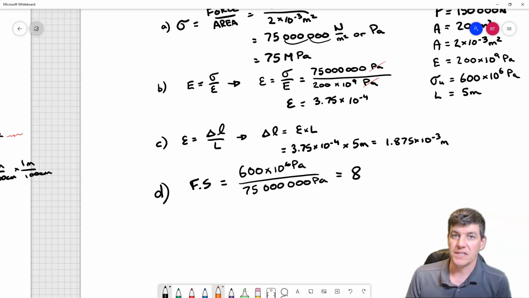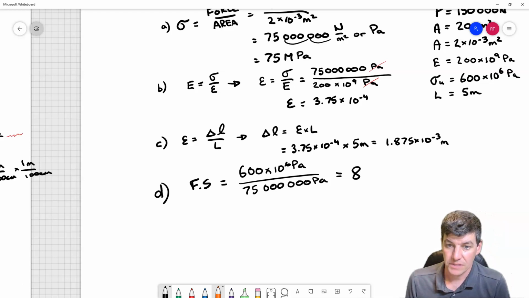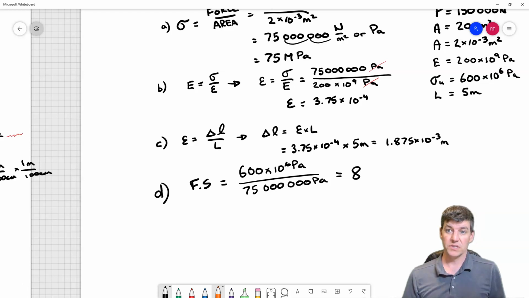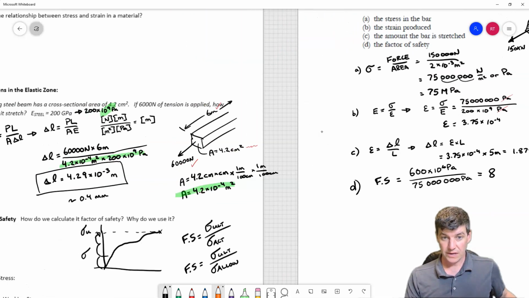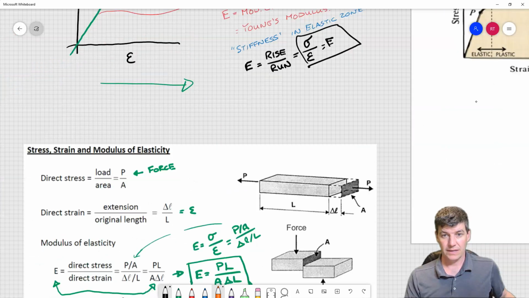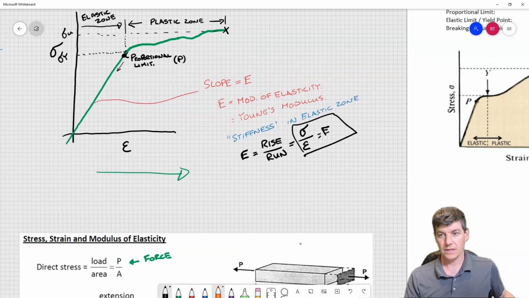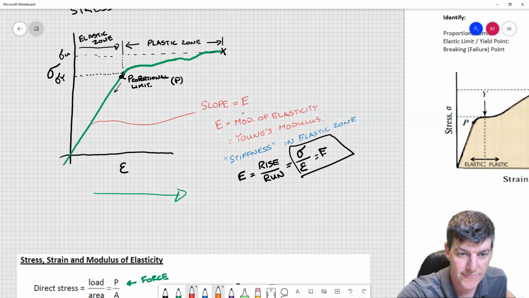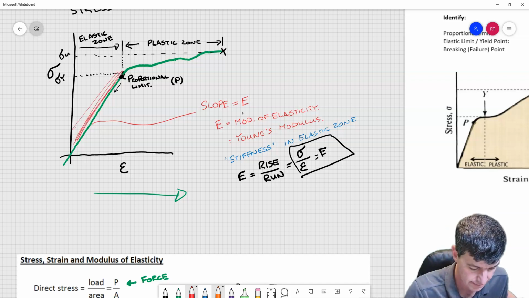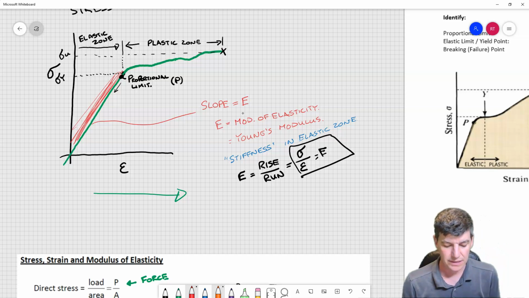Okay, that's the end of this section on stress and strain, dealing with diagrams and calculations within the elastic zone. One thing to note before we wrap up: these elastic zone calculations are only valid within the elastic zone. They're no longer valid once we've passed the yield point or the proportional limit.